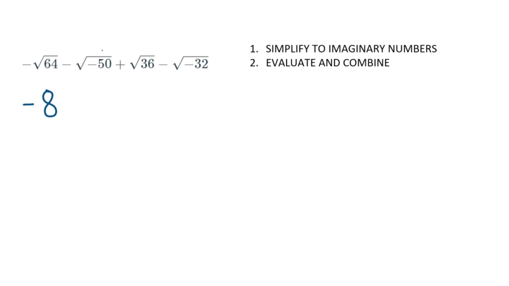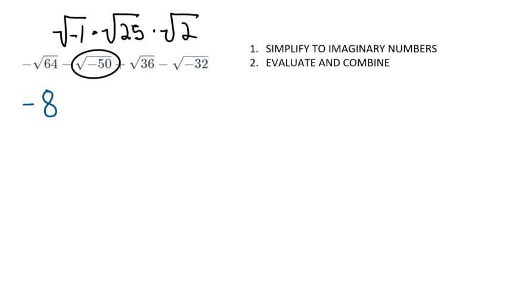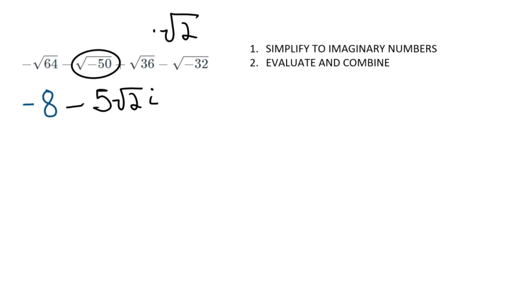And then we have the square root of negative 50. Well, what perfect square makes negative 50? We obviously need to have the square root of negative 1, the square root of 25, times the square root of 2. So, we know that we actually are looking at minus 5 square root 2i. There we have it. That one is taken care of. So let's look at the next term that we have to simplify. 36, well, we know that 36 is a perfect square, so we can add 6.